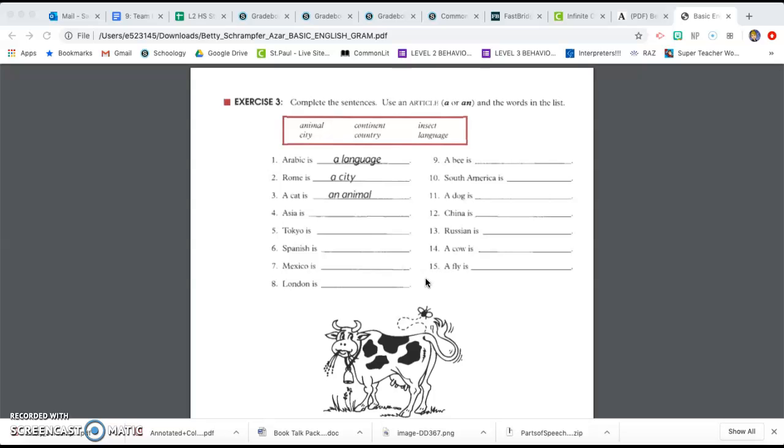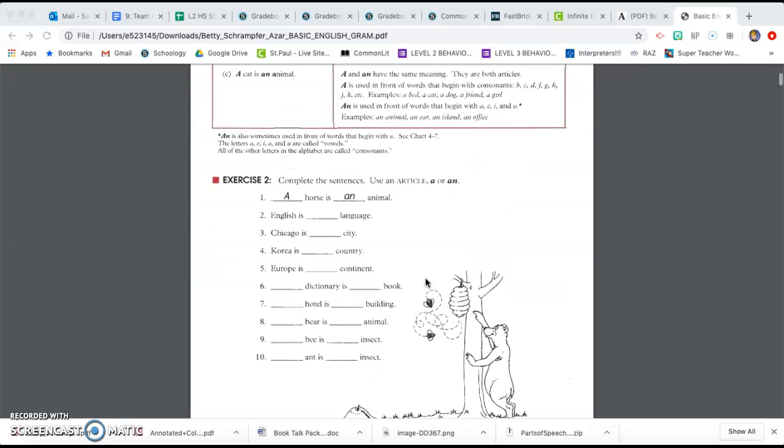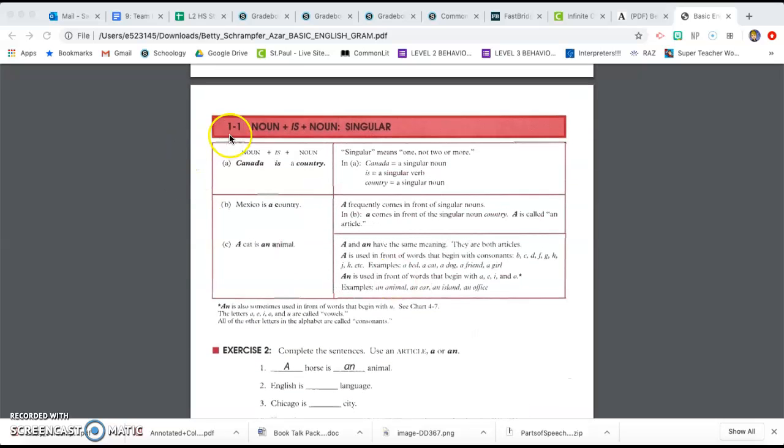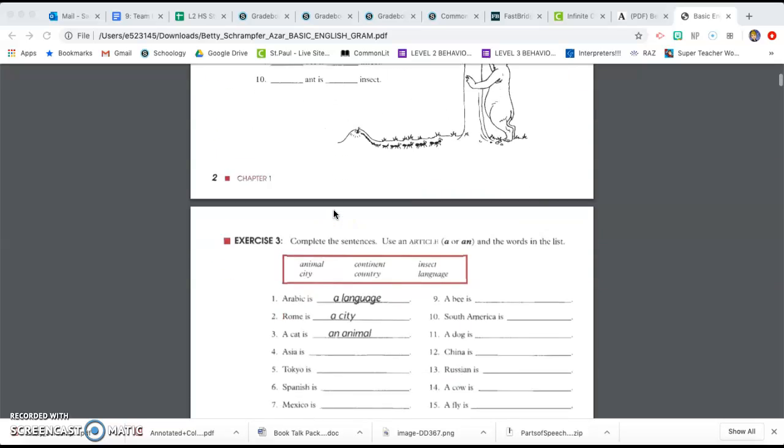If you have any questions, please reach out and ask. Otherwise, good luck working on Lesson 1 from Unit 1, noun plus is singular. Good luck!